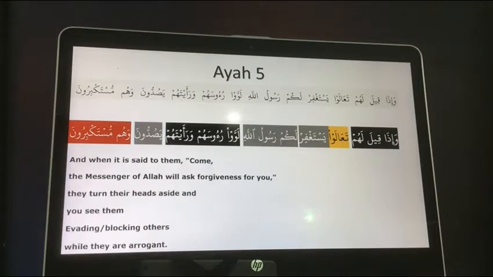Ayah 6 is also not very big, so I put it like this. And when it is said to them, come, come on, the messenger of Allah will ask forgiveness for you. The English translation doesn't say the even. They turn their heads aside, and you see them evading or blocking others while they are arrogant. Any question, brothers? No question? Okay, all understand? Yeah, very good. Brother Tanvir, everything he understands. Alhamdulillah.